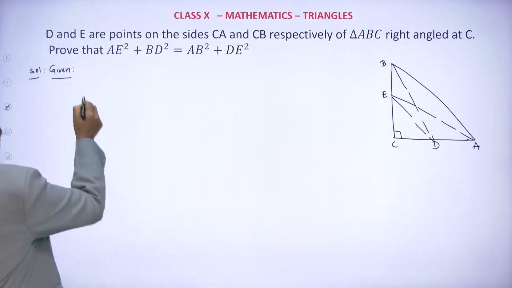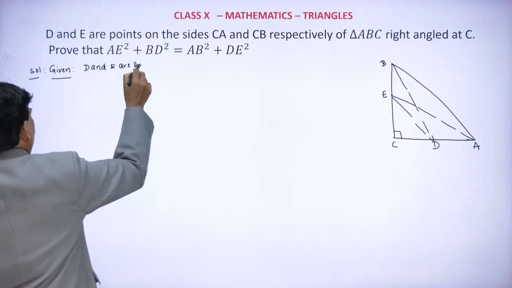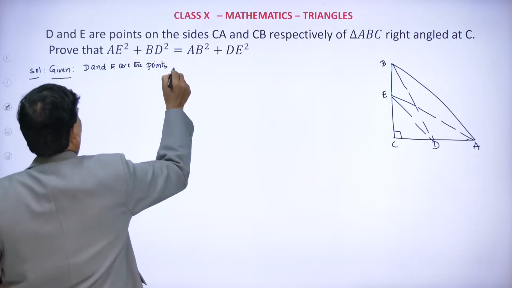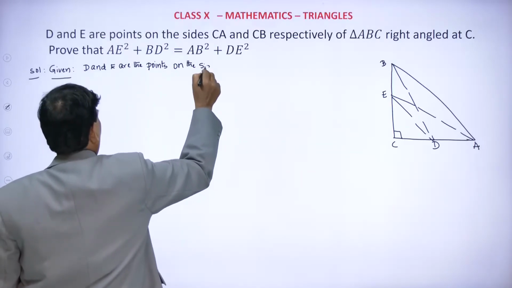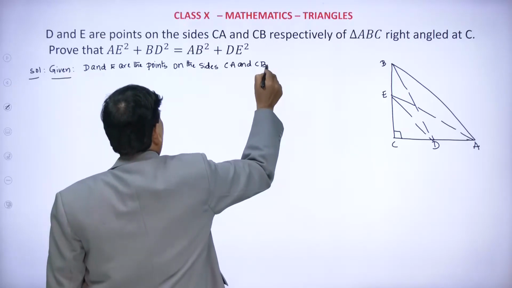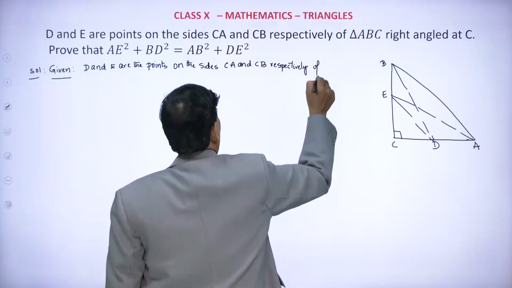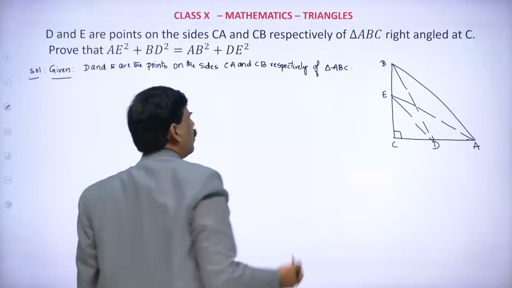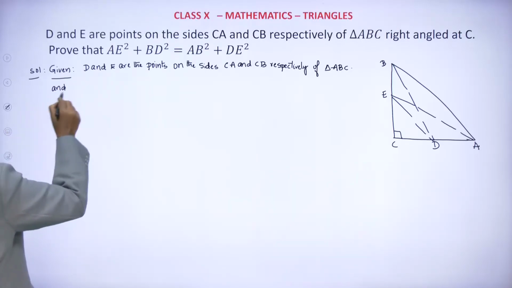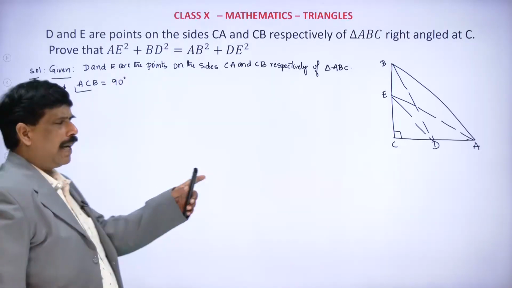D and E are the points on the sides CA and CB respectively of triangle ABC. Okay, and angle ACB is 90. That means triangle ABC is a right angle triangle.